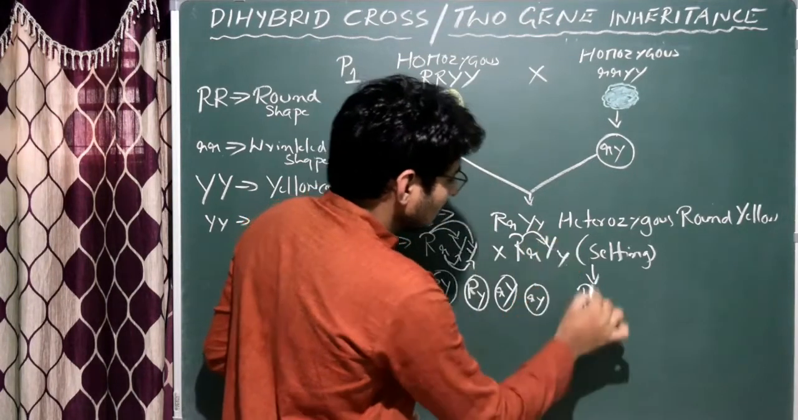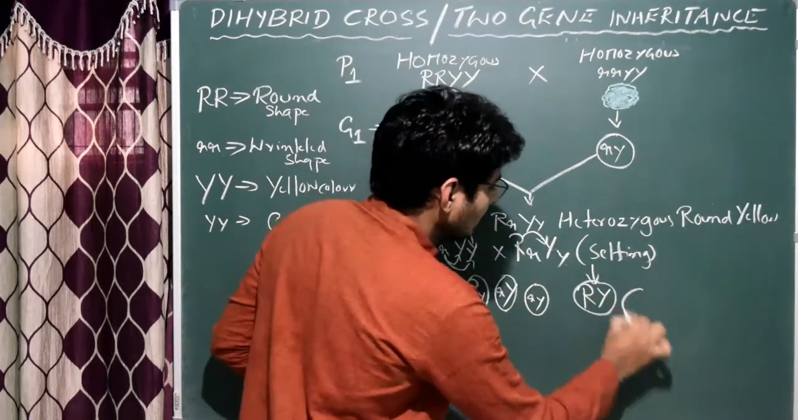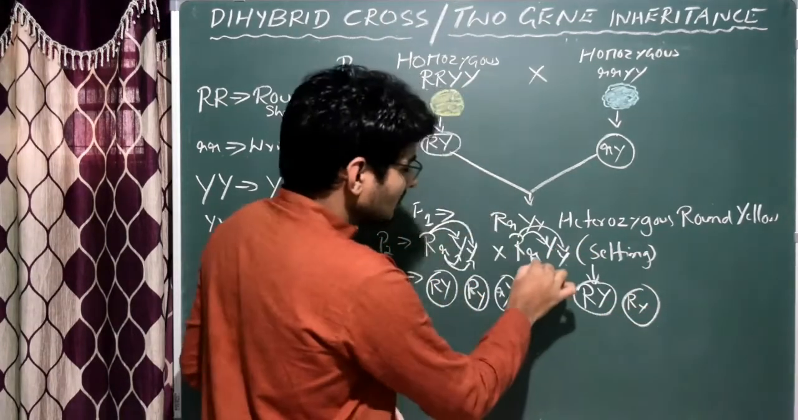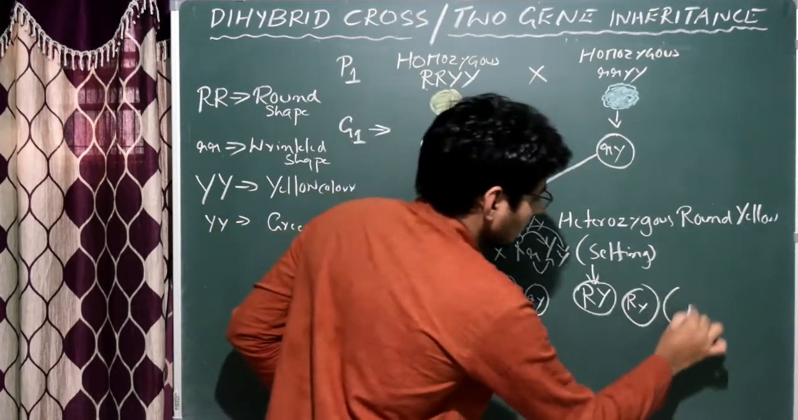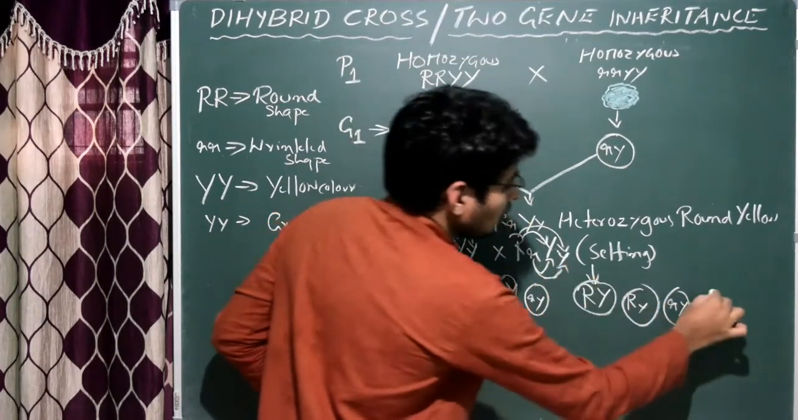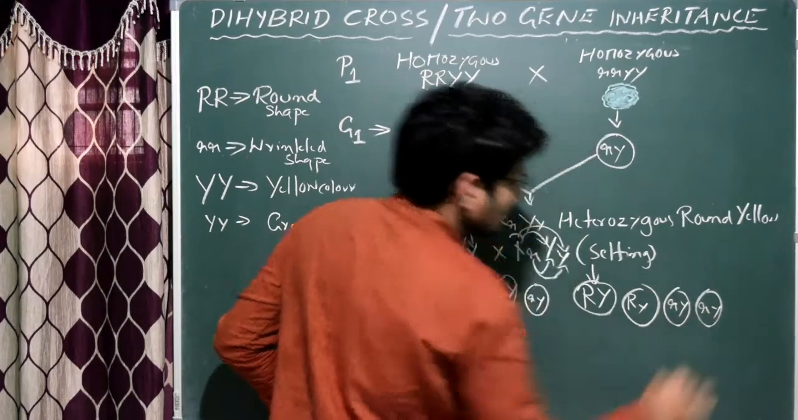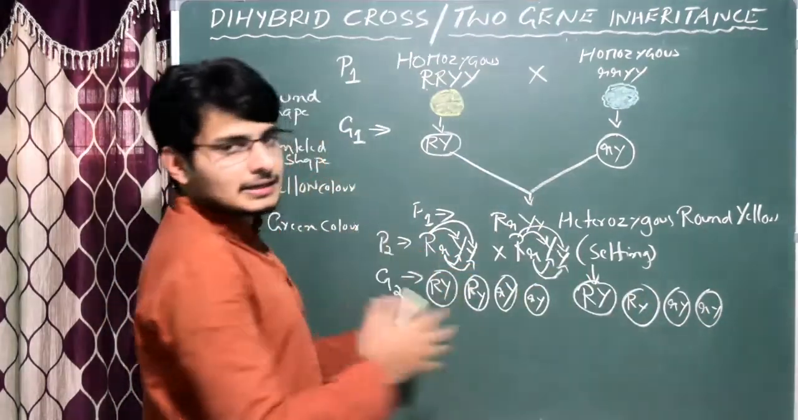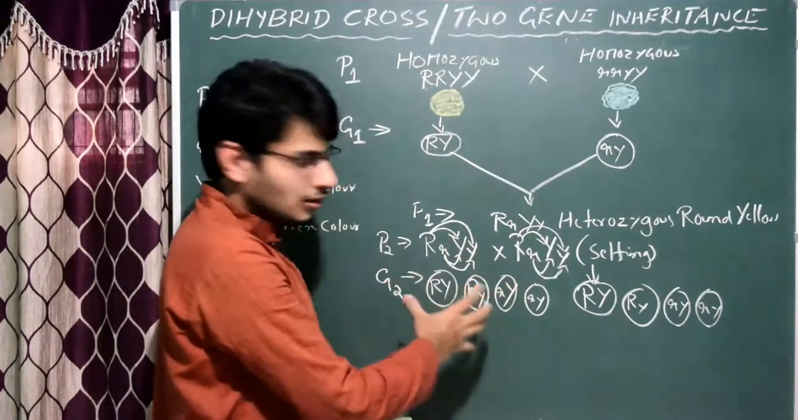Again I am considering capital R, capital Y. Again capital R, small y. Then small r, small y. Small r, capital Y, sorry. And again small r, small y. Okay, that's it. Now we have to cross, let us see the fusion of these possible gametes.